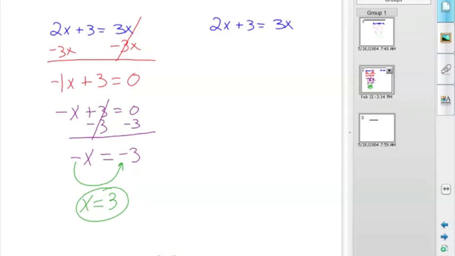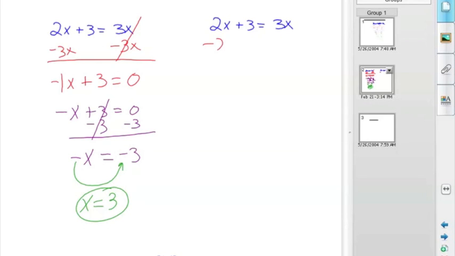Now, another way to do the exact same example is to look at it for a minute beforehand, before starting to solve it, and realize I have 2x's on the left-hand side of the equal sign and 3x's on the right-hand side of the equal sign. A lot of people don't like to work with negative variables, so in order to do that, why don't we move the 2x to the right-hand side of the equal sign and see what happens that way.